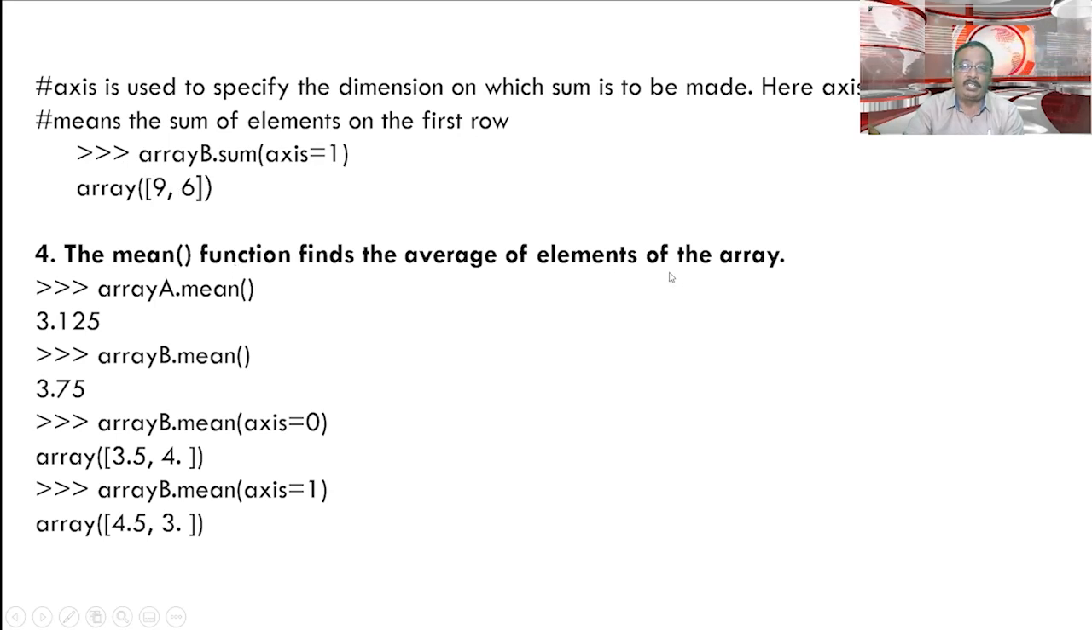And similarly, the mean function will give you the average value of an array. So array A dot mean will give you the average value, and similarly B will give you an average value. But if you want to find the row wise and column wise mean, you can specify the axis. So array B dot mean axis 0 will give you column wise, and similarly axis 1 will give you row wise. So the total array average value you can find out, and row wise average also you can find out.